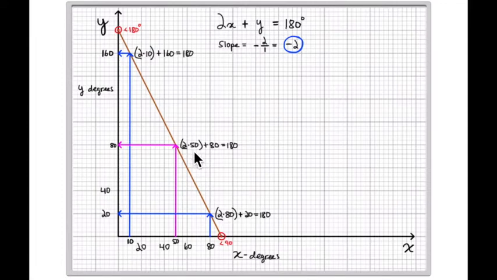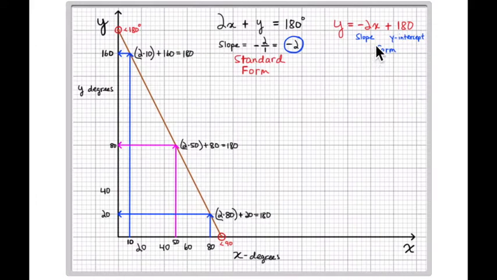So 2x, x is 50, y is 80. So 2x plus y equals 180 degrees. X is 80, y is 20. So 2x plus y equals 180 degrees. So each of these points, once again, are a solution to this equation. Put them in for x and y, you get 180 degrees.